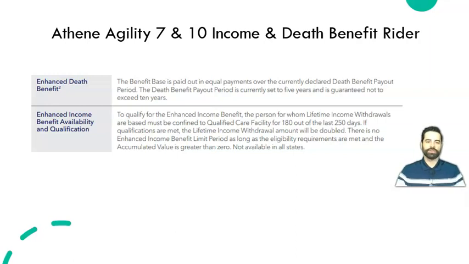Enhanced income benefit availability and qualification. To qualify for the enhanced income benefit, the person for whom life income withdrawals are based must be confined to a qualified care facility for 180 out of the last 250 days. So this is another rider where if you're confined to that facility for that amount of time, you can double your income, and we'll look at that here in a second when we take a look at the illustration.